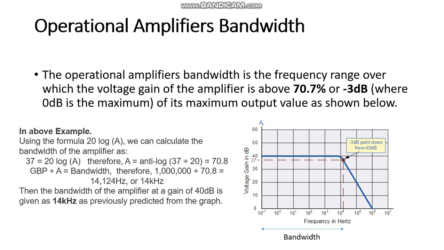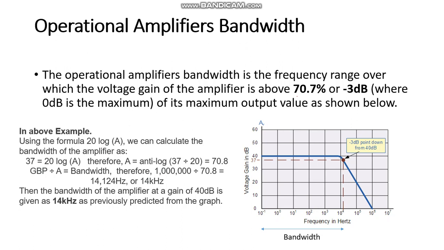70.7 means 20 log 0.707. If you do that value, you will get minus 3 dB. The log value of numbers below 1, that is 0 point values, will give us a minus. So 20 log of 0.707, 70% means 70 by 100, that is 0.707, will give us minus 3 dB. So we have to consider this value.